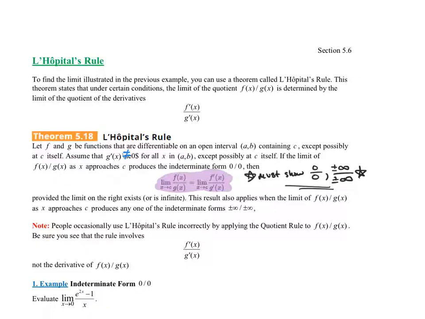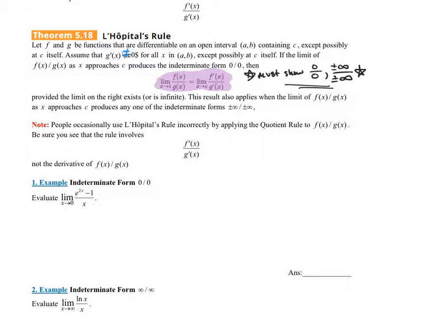So remember, we are just finding the derivative of f of x over the derivative of g of x. We are not using the quotient rule. And that can be really hard to distinguish, L'Hopital's rule versus the quotient rule. L'Hopital's rule only works for limits. The quotient rule works for derivatives, okay? So L'Hopital's rule only works for limits.